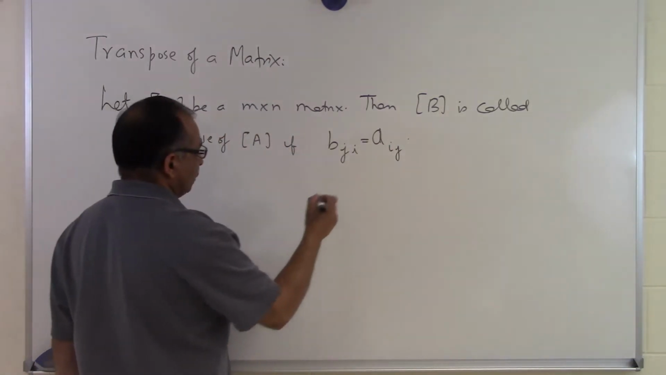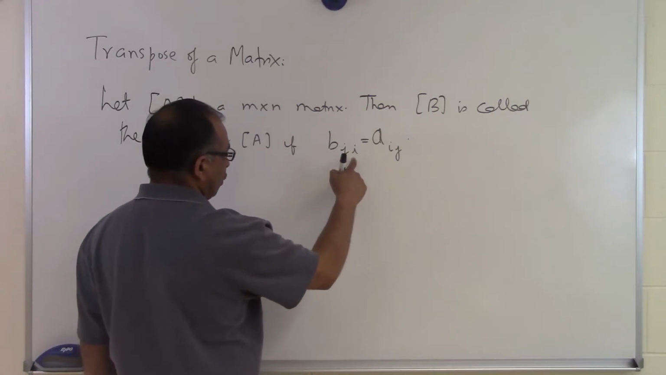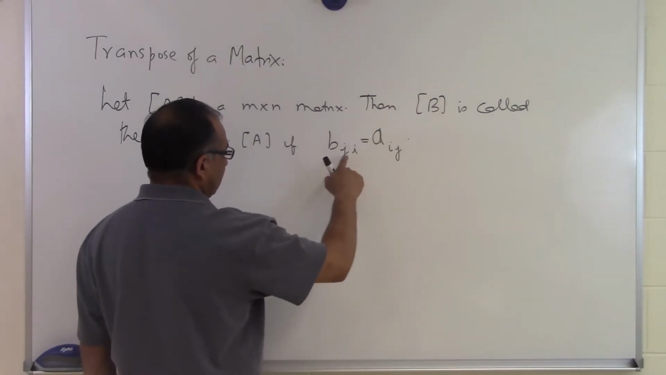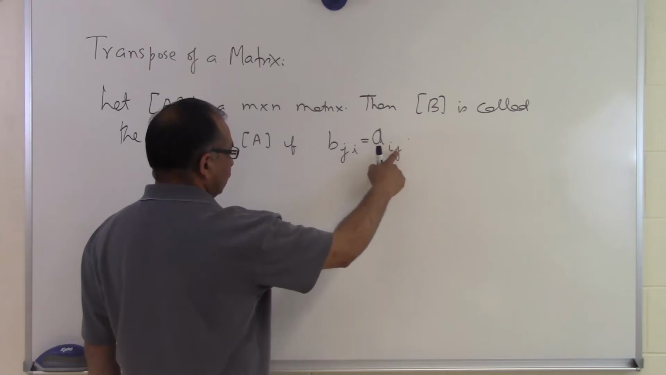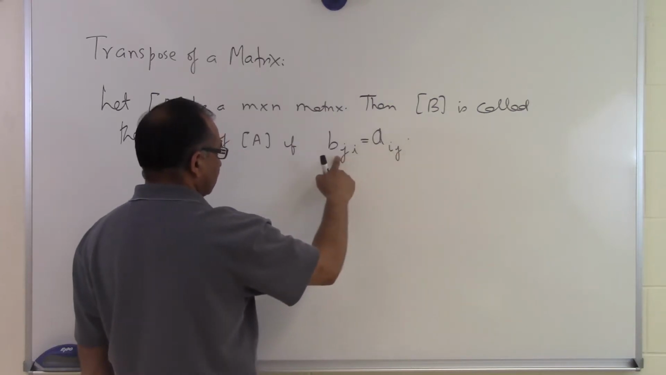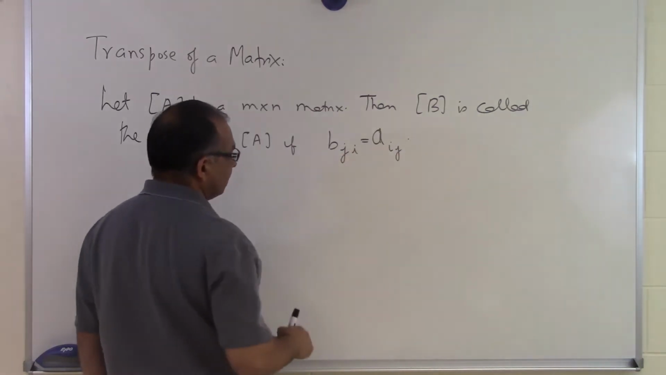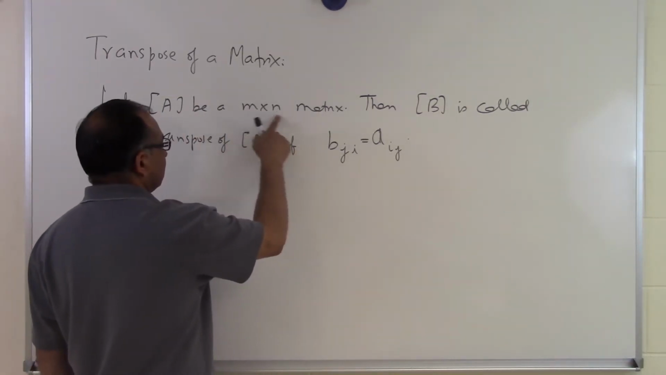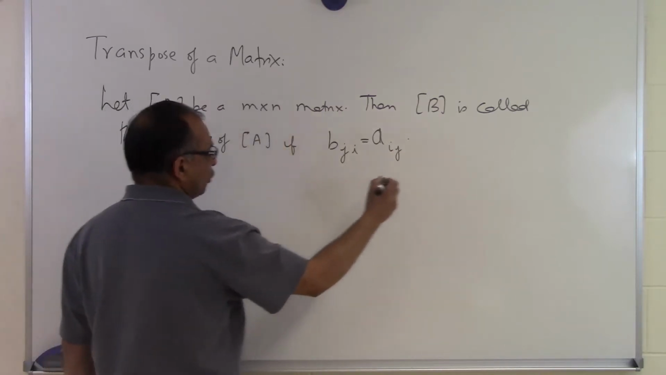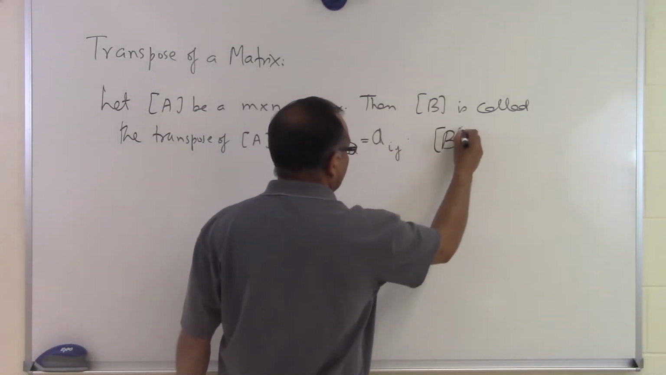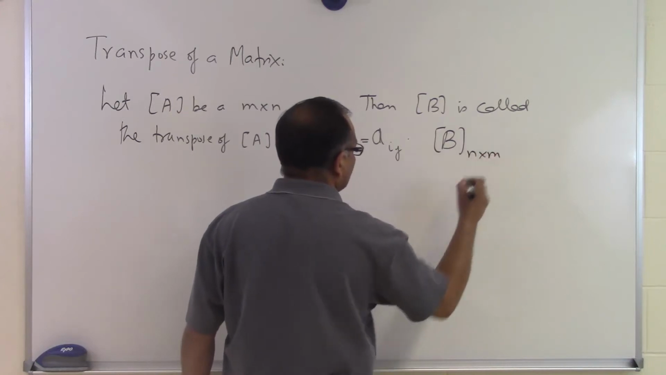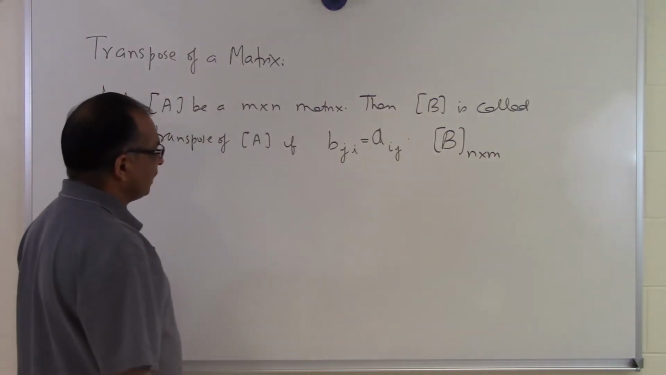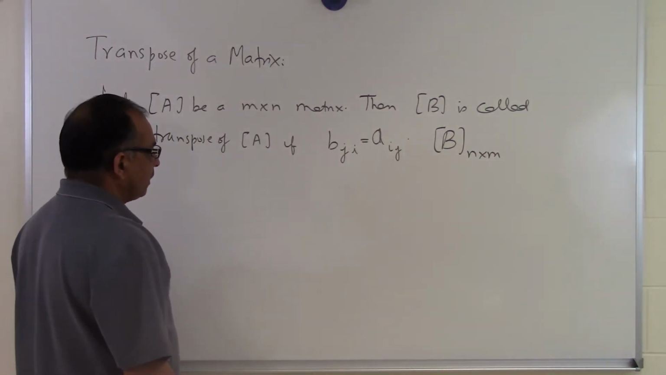So what you're basically doing is exchanging the row and the column. Whatever is the ith row, jth element in A becomes the jth row, ith element in B. So you can see that the size of the matrix will be n by m. The size of the matrix B will be n rows and m columns. And we'll see that through an example as well.